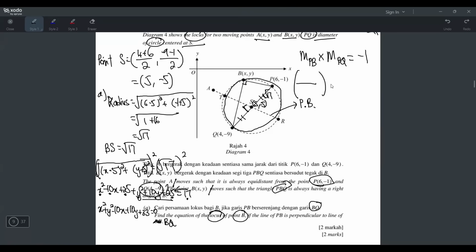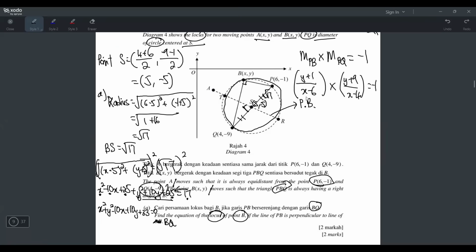Okay, this one I put in the gradient formula, this one I put in the gradient formula, equals -1. Okay, PB gradient, how to find gradient? The formula for gradient is y2 minus y1 over x2 minus x1. So y minus -1, y plus 1, x minus x, x minus 6. Okay, done. And then the other one, BQ, how to find gradient? y minus -9, y plus 9, x minus x, x minus 4.